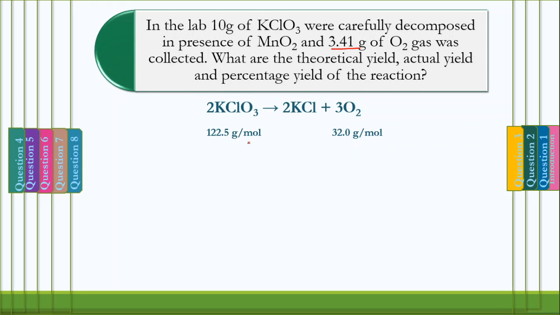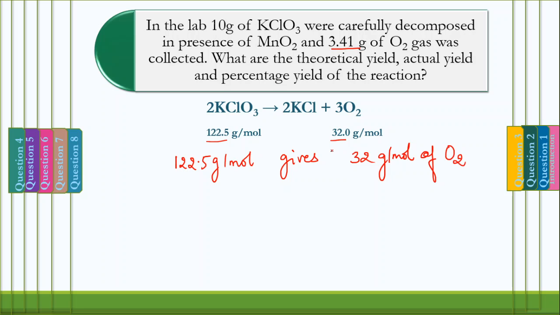So if you solve it by finding out the molecular mass, I have just written the molecular mass here and here also. So let us find the theoretical yield. Let's say 122.5 gram per mole, right? So this in fact is going to give you how much? 32 gram per mole of oxygen, right? Now multiply it with 3 because there are 3 moles and multiply it with 2 because 2 moles.